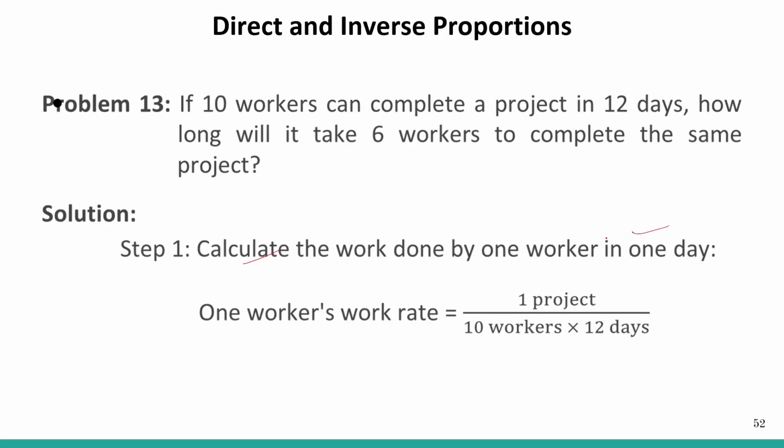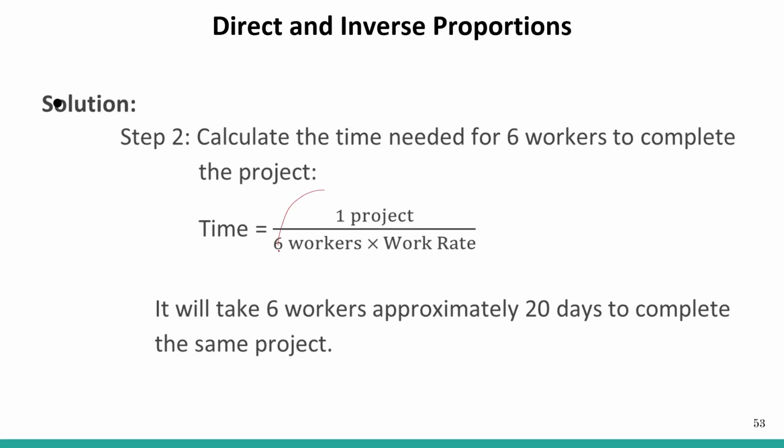Now calculate the work done by 1 worker in 1 day. One worker's work rate is equal to 1 project by 10 workers into 12 days. Then time is equal to 1 project by 6 workers into the work rate. This is done by method 1, the traditional method using the work rate formula. So it will take 6 workers approximately 20 days to complete the same project.